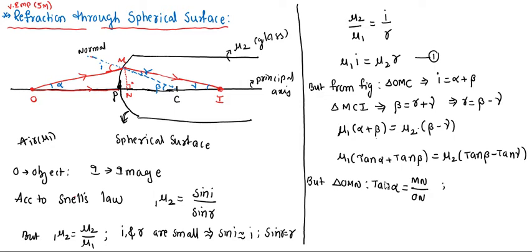For tan beta we have to go for another triangle, right? And for tan gamma we have to go for some other triangle. You take triangle MNC. MNC is also a right angle triangle. For tan beta we write opposite side MN by adjacent side NC. NC we write. Okay, and one more triangle we have to take.